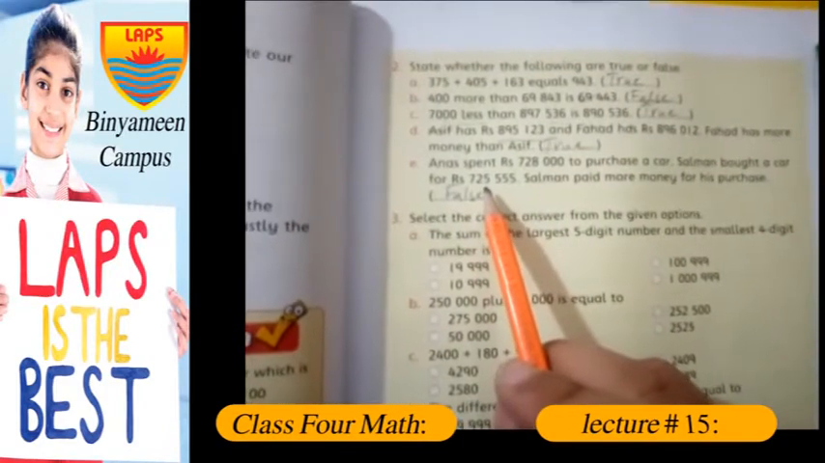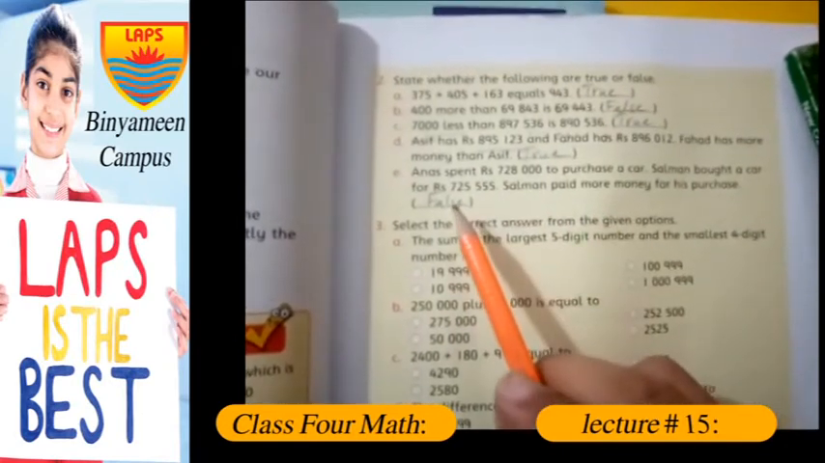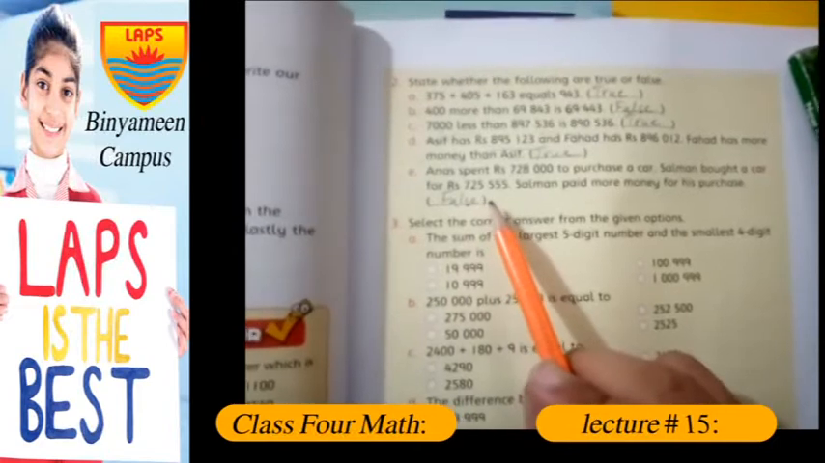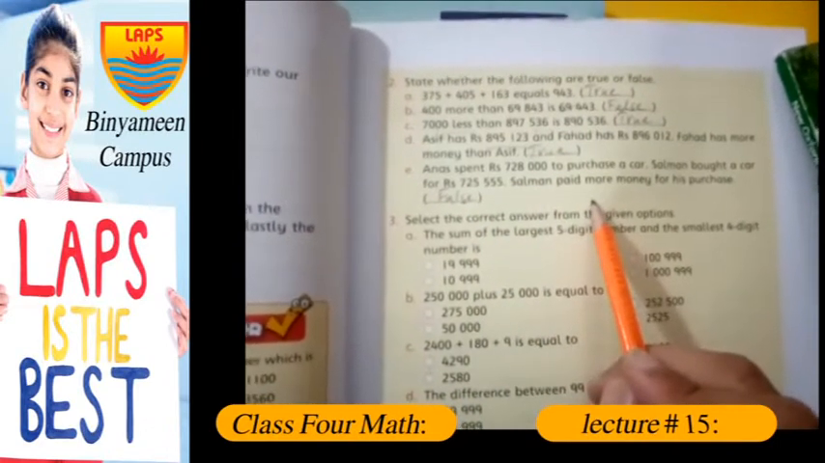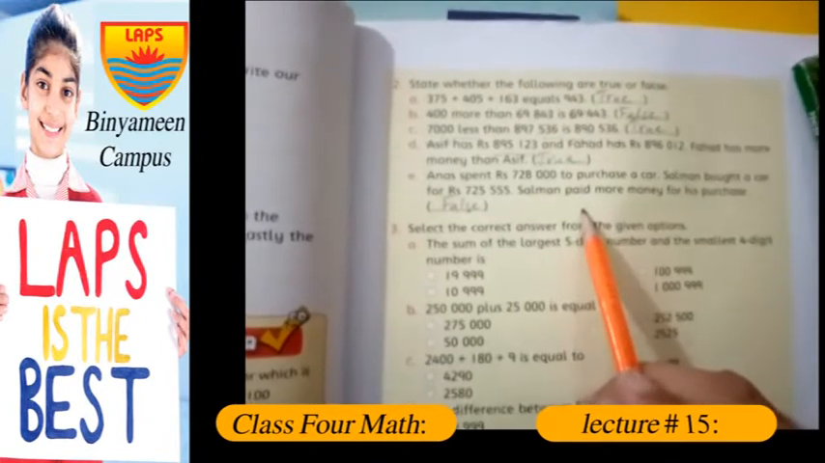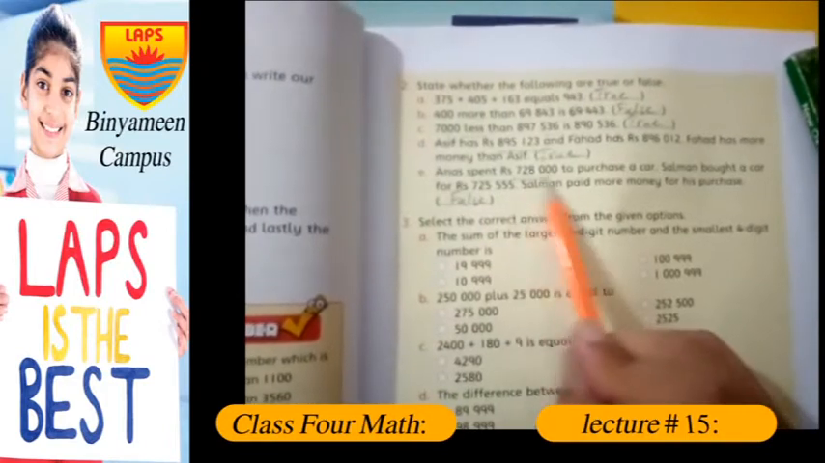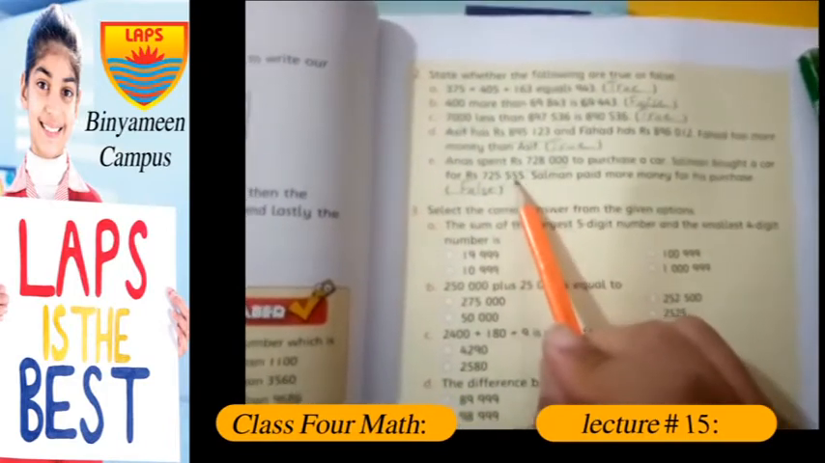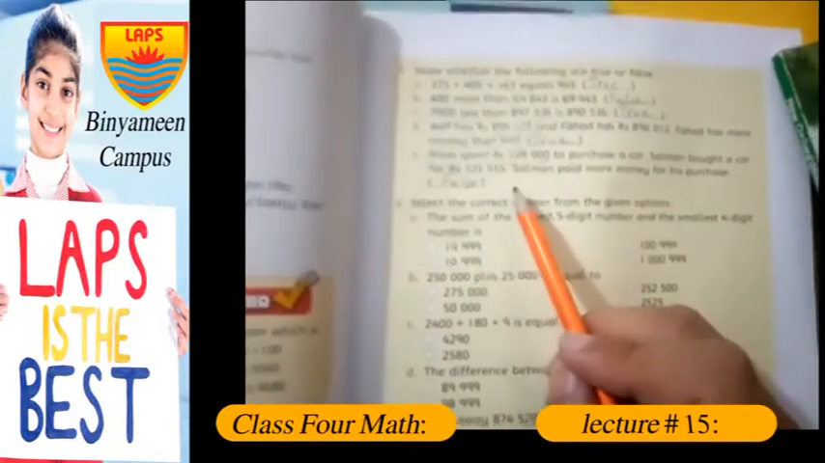And this one says Anas spent rupees 728,000 to purchase a car. Salman bought a car for rupees 725,555. Salman paid more money for his purchase, so that's false, because if we compare both these values, we can see that Salman actually paid less than what Anas paid for his car.